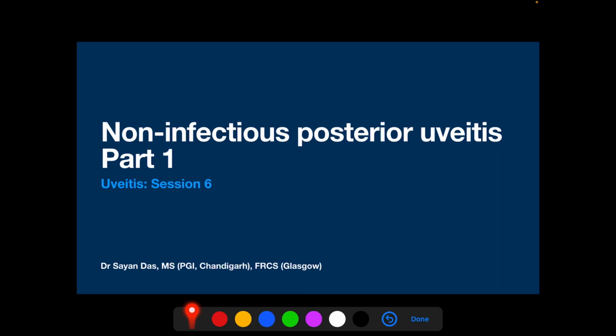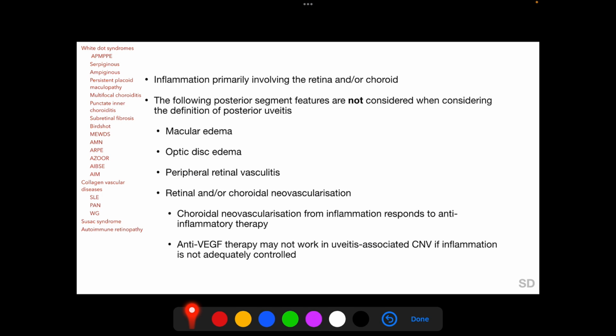Welcome. In this session, we are going to start our discussion on non-infectious posterior uveitis, and we'll find that non-infectious posterior uveitis consists of a large number of clinical entities, often difficult to differentiate one from another and having more or less similar findings on diagnostic examinations. Posterior uveitis is intraocular inflammation primarily involving the retina and/or the choroid.